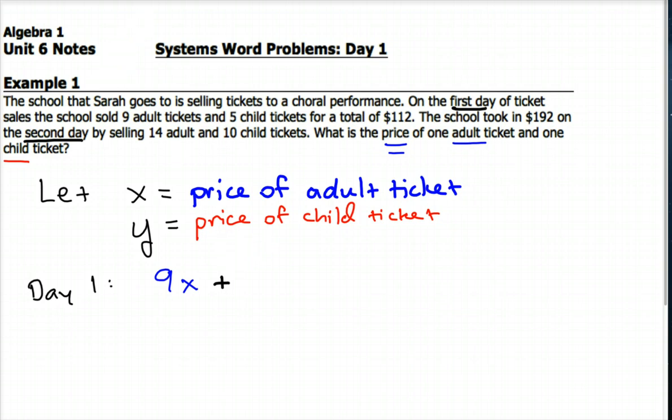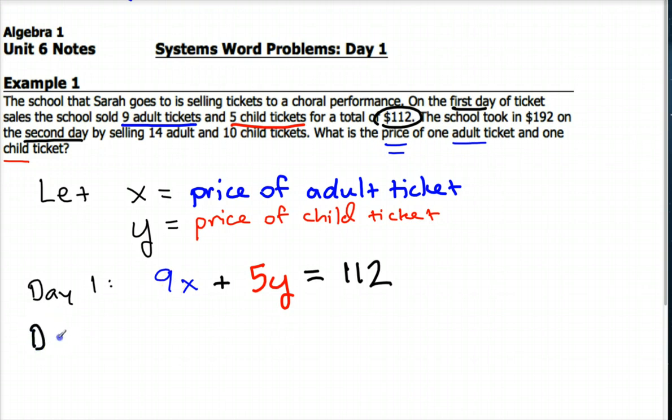We know that the school, they sold 9 adult tickets on the first day, and they also sold 5 child tickets. So if y is the price of a child ticket, then 5 times y would be the amount of money they took in from all the child tickets on the first day. And the total amount that they took in on that first day was 112. So this is going to be my equation for the first day. 9x plus 5y equals 112.